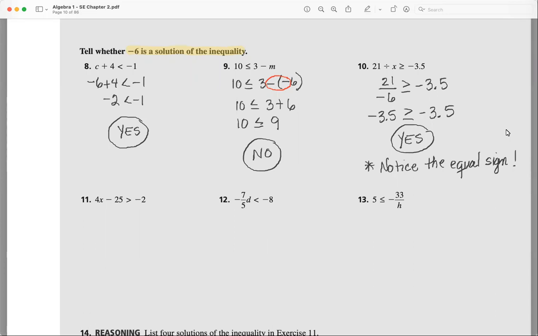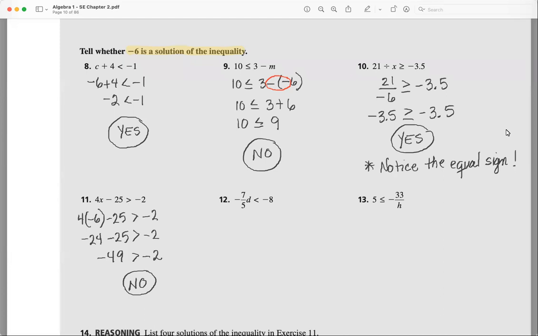The next one, 4 times -6 minus 25 greater than -2. -24, -25, greater than -2. -49 greater than -2? No. -49 is much farther from 0 going towards the left. And if you think of money, which is always easier, it is better to owe $2 than it is to owe 49, right? So no.